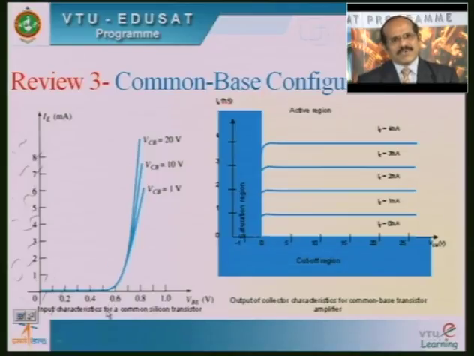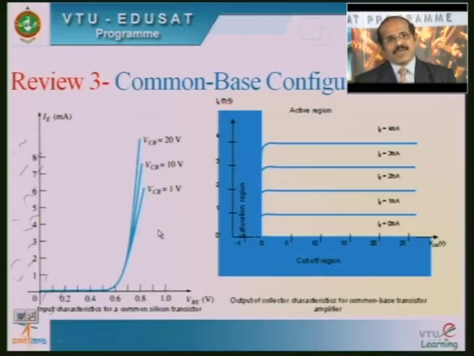From this, it is very much evident that until VBE reaches the threshold voltage, also called the cut-in voltage, which is 0.3 volts for the germanium transistor and 0.7 volts for the silicon transistor, the current will be 0. Once VBE crosses this cut-in voltage, the current will start rising through the device. The other thing you can note is that the input characteristics of the common base configuration look almost similar to those of a forward biased PN junction.